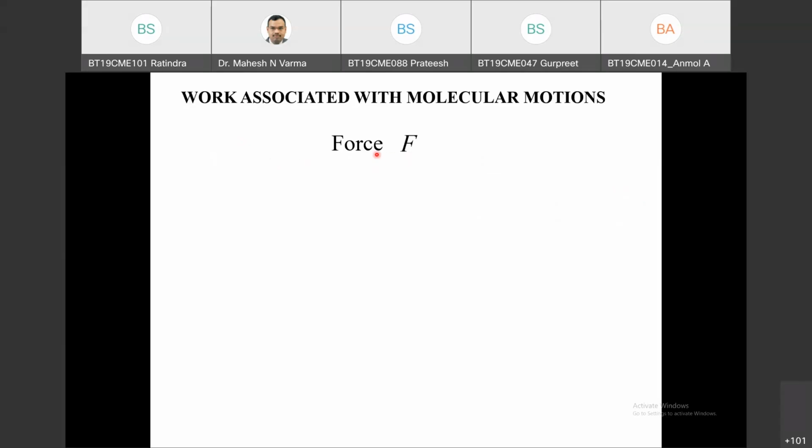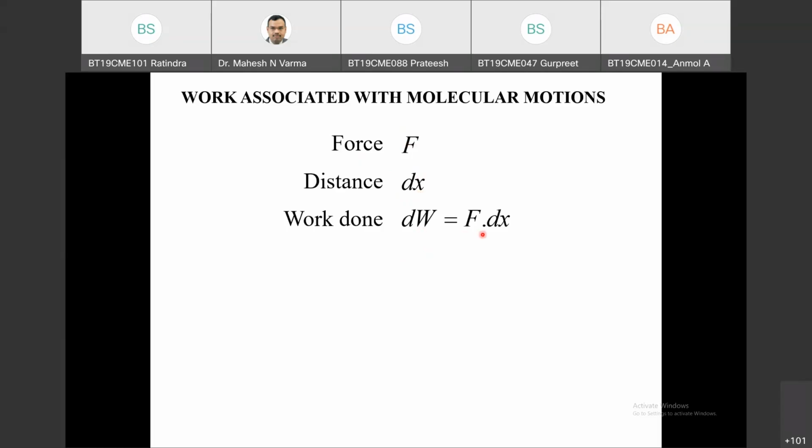Let F be a force, and the distance moved by the molecule is dx. F is a force acting on a molecule, and dx is the distance moved by the molecule. F into dx will be the work done. Work done will be force into distance or displacement, dW. So work is force into displacement.